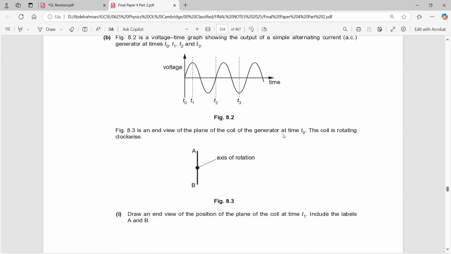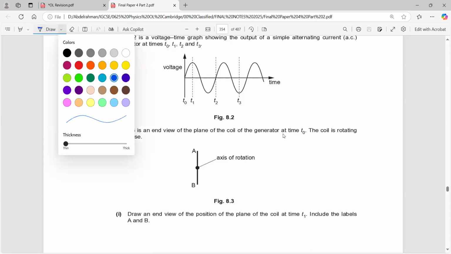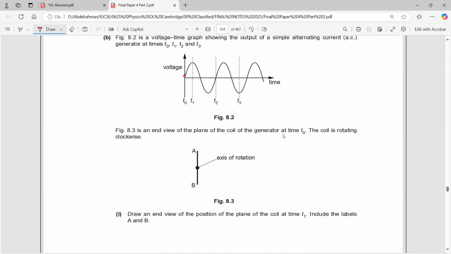Can I check out T0? Yes, at T0, the voltage was what? The voltage at T0 was zero. No voltage, so this is an output voltage of zero. It's rotating in which direction? It's rotating in a clockwise manner.